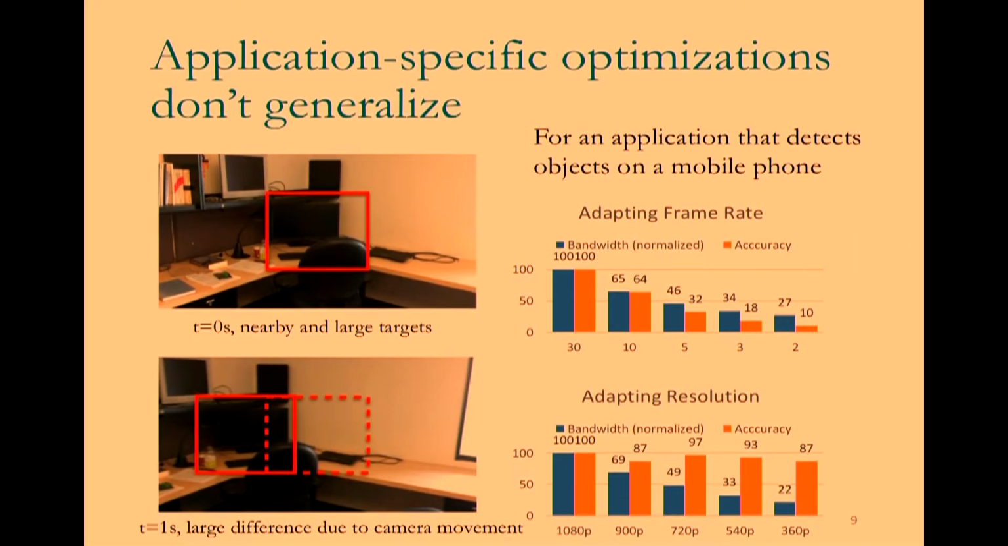However, if we look at some other application, for example, an application that detects objects on a mobile phone, like in augmented reality, the target becomes large and it's the camera that moves instead of the target now. And we can see that for such applications, adapting the frame rate is bad because the difference across frames is large, but adapting the resolution works better because the targets are large.